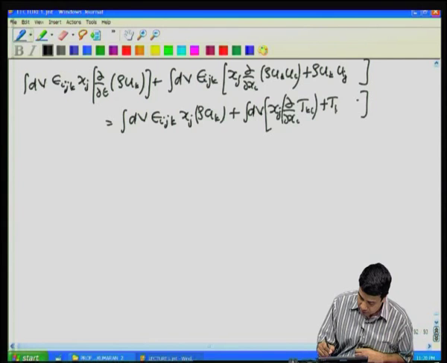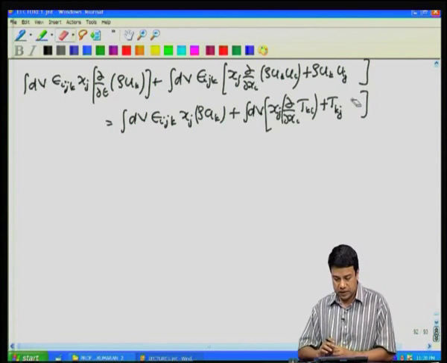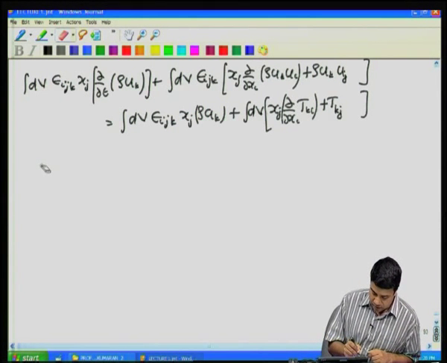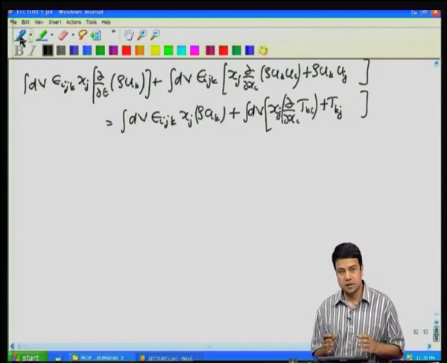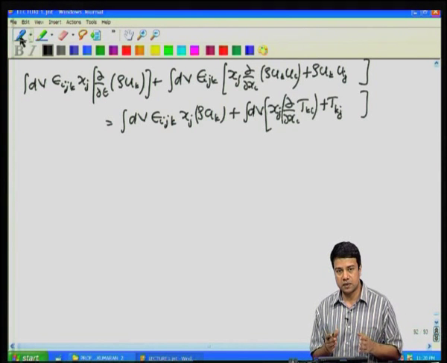And I get T_kj. Okay. Good. So, now this is true for each and every differential volume. That means that this has to be true at each and every point within the fluid. Okay. So, since it is a volume integral which is true for every volume, that means that it is true at every point within the fluid.